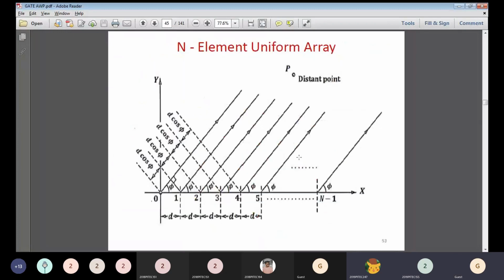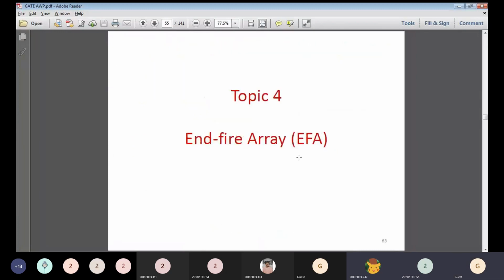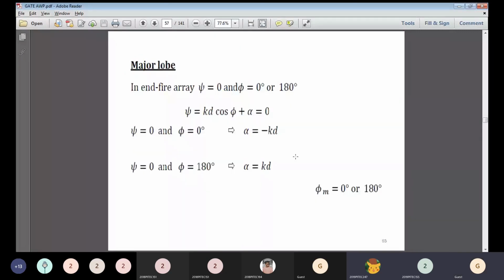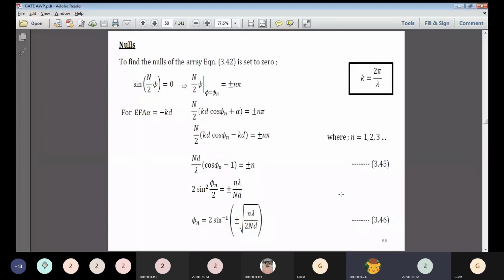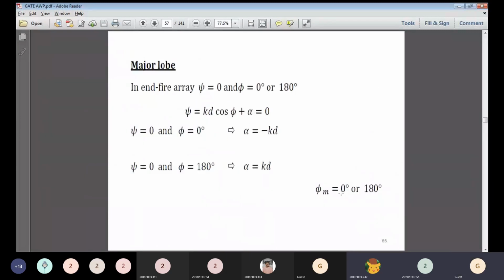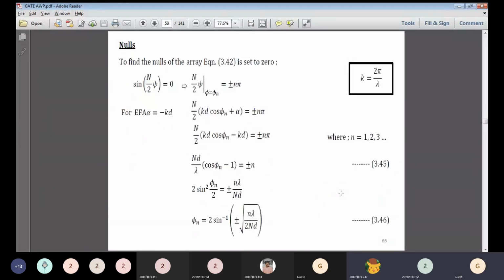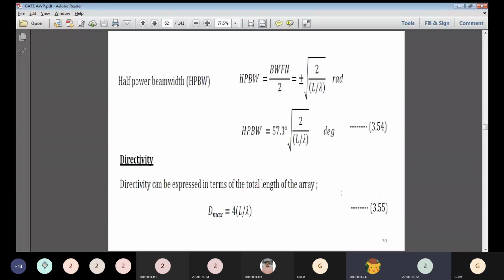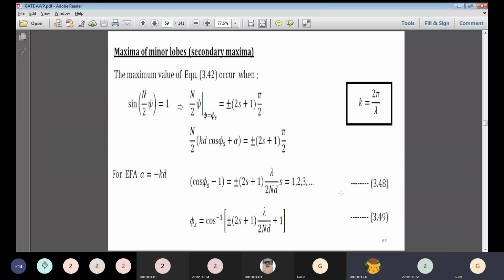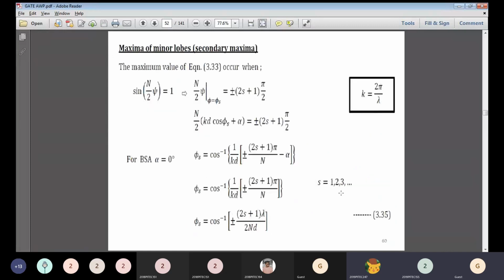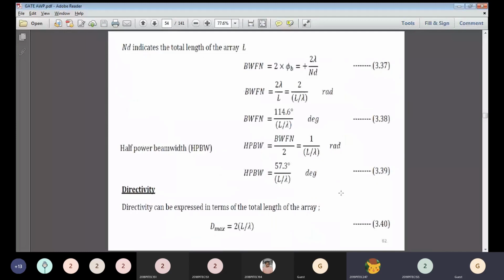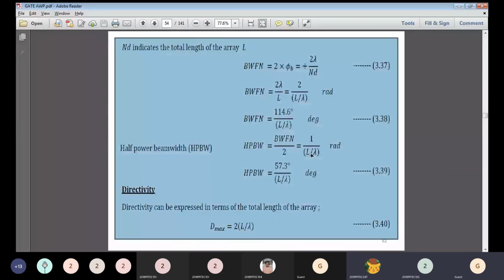Next, we are going to see the end-fire array concept. In this case also, major lobe maximum you are going to get at 0 or 180, and minor lobe maximum at 90 or 270, and finally you will get some formulas. Before that, we'll see the broadside array formulas. Based upon this you will get questions.